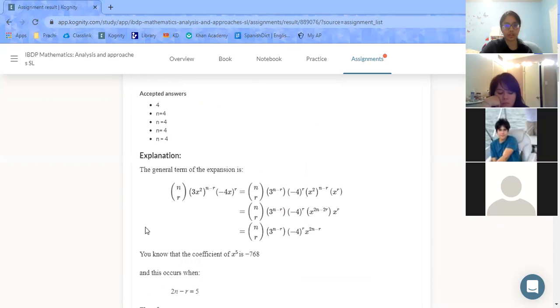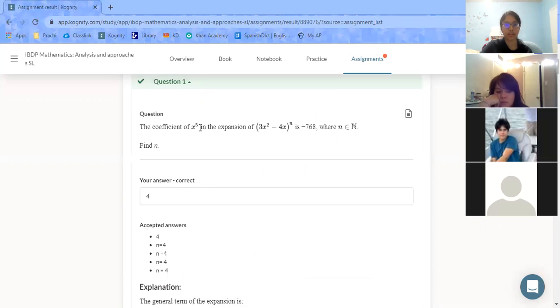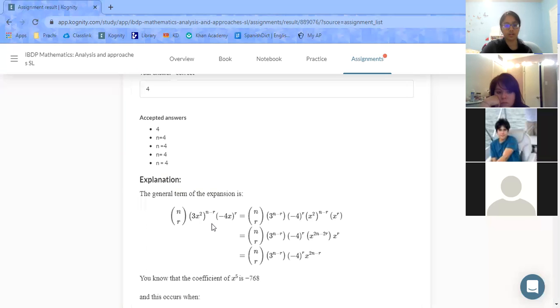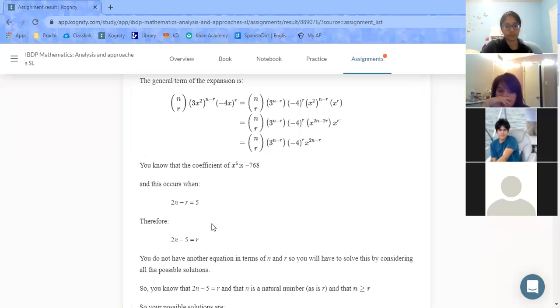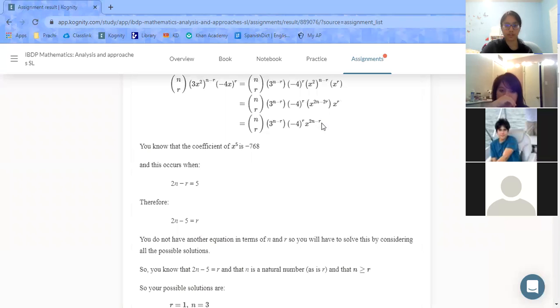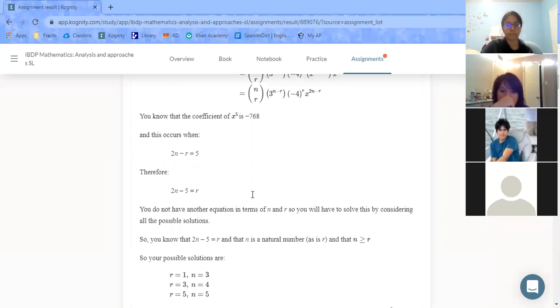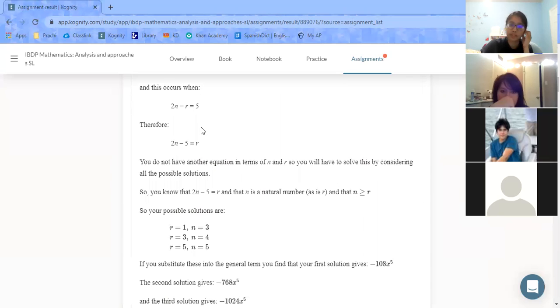And then we know that we're trying to find x to the power of 5, or the coefficient of x to the power of 5. So then we know that 2n minus r has to be equal to 5. And then if you manipulate that a little bit, you would get 2n minus 5 equals r.